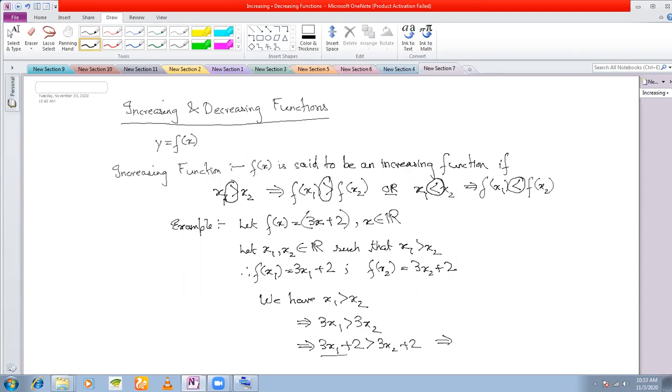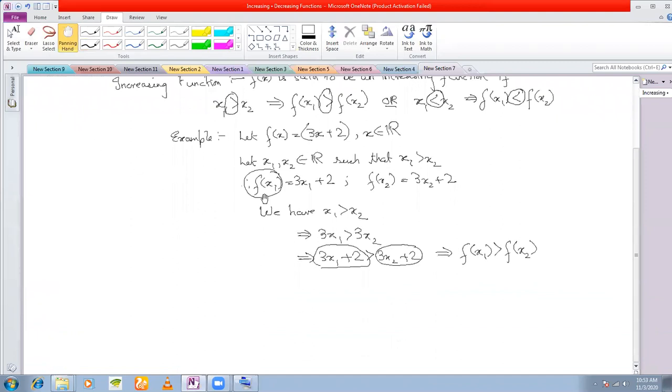Now, what is 3x1 plus 2? This is nothing but your f(x1), right? And what is 3x2 plus 2? It is f(x2). So you have x1 greater than x2 means f(x1) greater than f(x2). That means what can I say? Hence, f(x) is an increasing function.